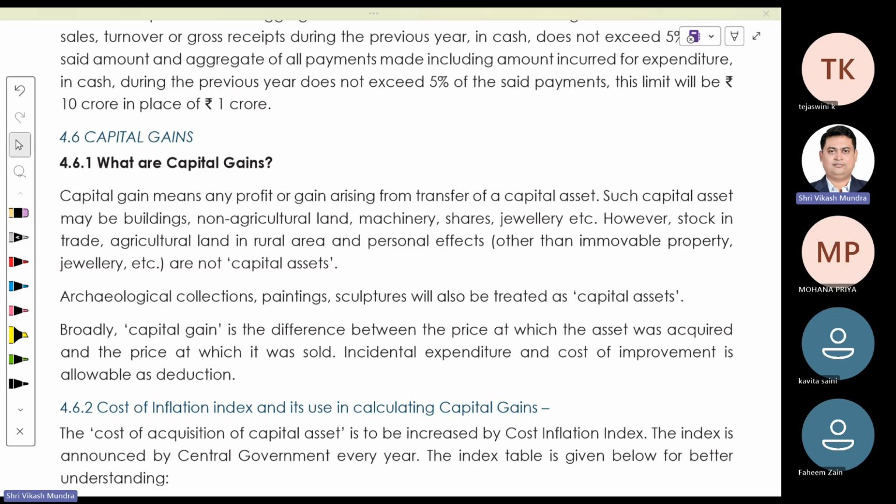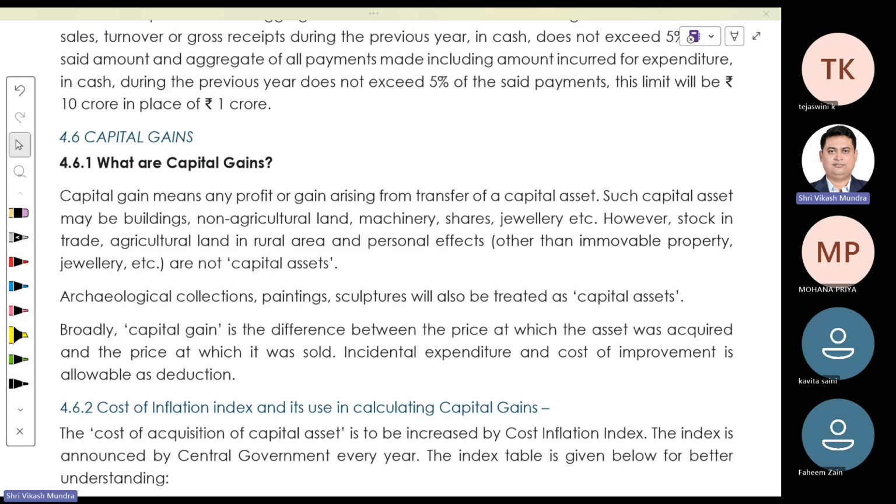Now, what is the negative list? Which assets are not considered as a capital asset? Number one, if the asset is stock in trade for you. If you are selling that stock in trade, whatever profit you are generating would be taxable under the head PGBP. Hence, this stock in trade for you shall not be treated as a capital asset.